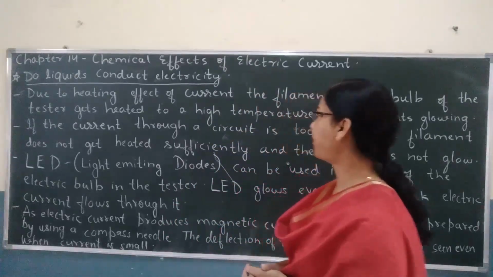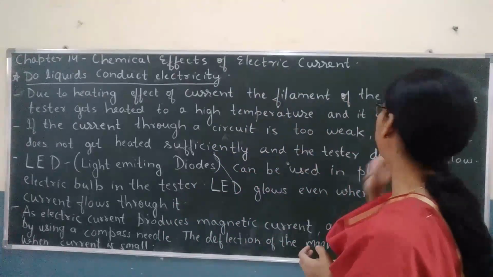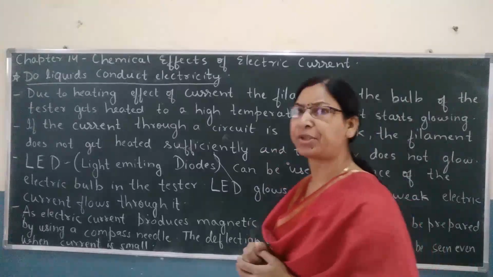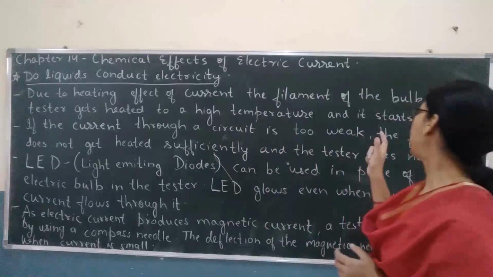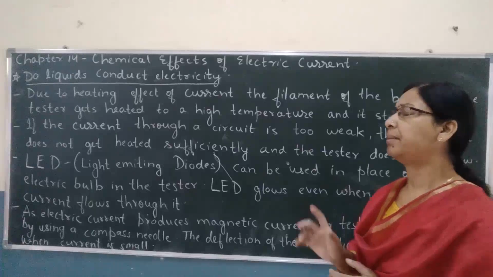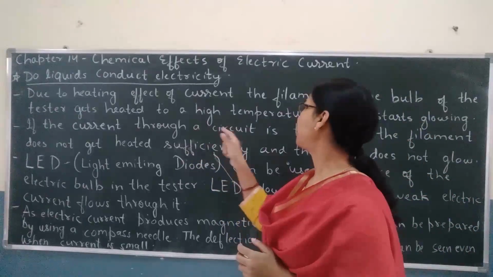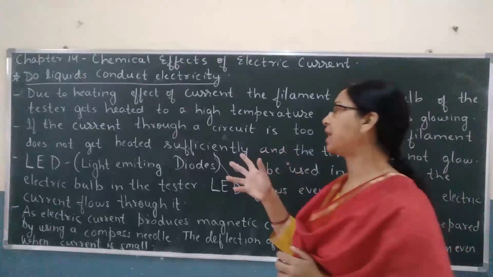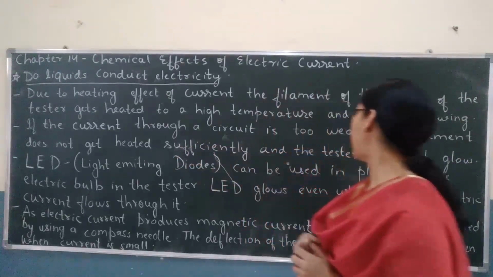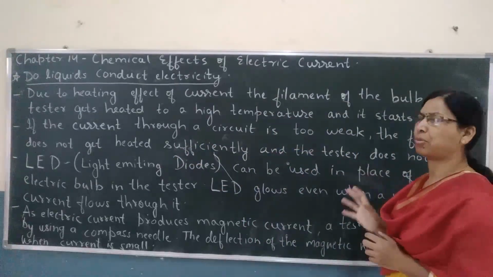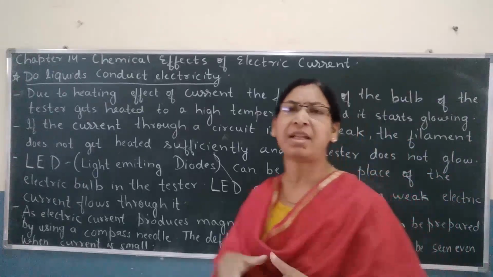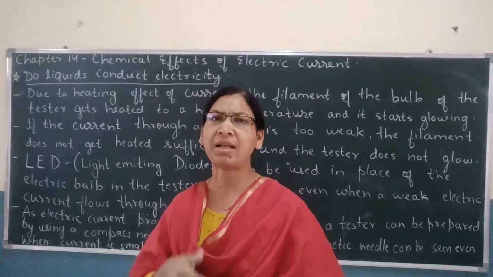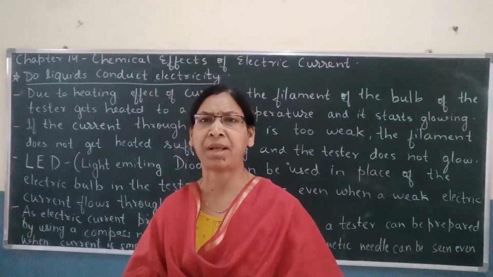Due to the heating effect of current, the filament of the bulb of the tester gets heated to a high temperature and it starts glowing. But if the current through a circuit is too weak, the filament does not get heated sufficiently and the tester does not glow. This is the reason why the tester glows sometimes and sometimes it doesn't.